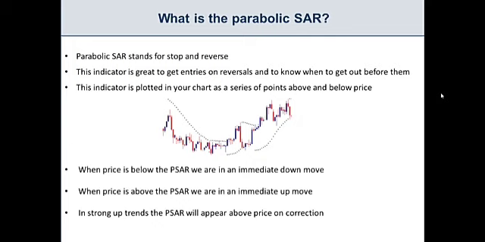In a strong uptrend, the Parabolic SAR will appear above price on a correction, and in a strong down move, the Parabolic SAR will appear below price in corrections. As you can see here, we are in an up move, which means the price is trading above the Parabolic SAR. But when price corrects, we will have some dots that appear above price. When price breaks above it, it means that we are continuing with the up move. Now, let's go to the setups that we are going to be looking at.